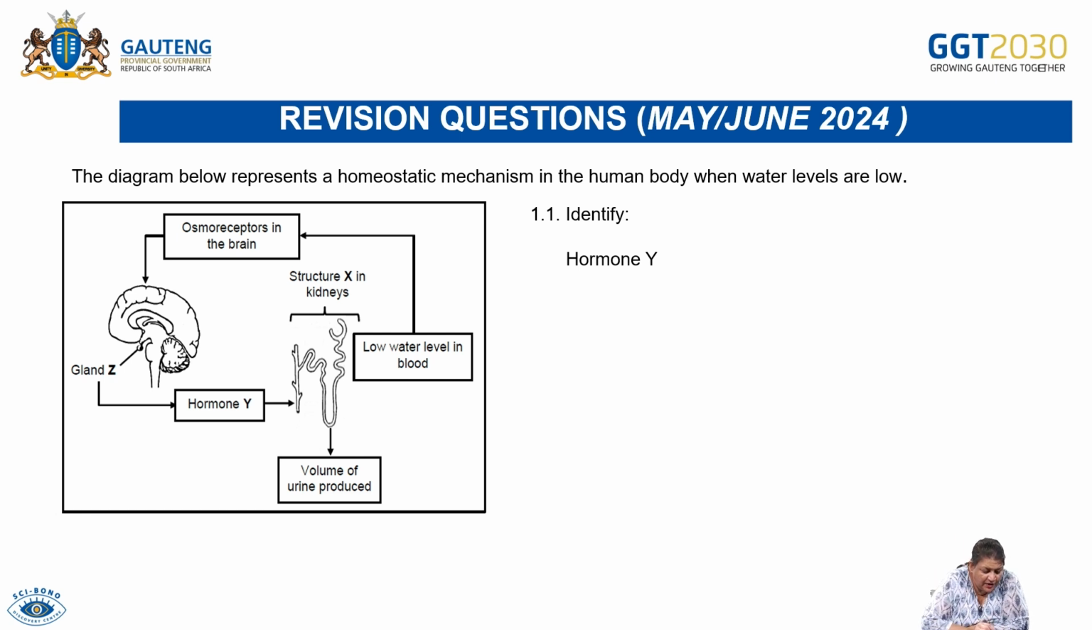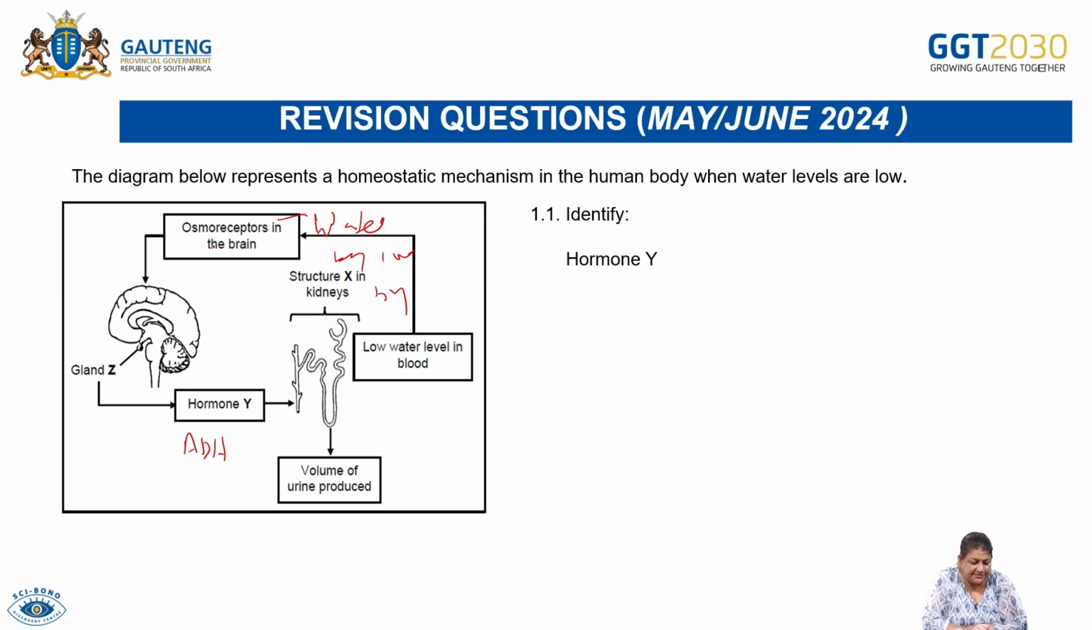So let's see here. What is this gland X or Z? That is the pituitary gland. Osmoreceptors in the brain, receptors that control the water balance, are going to stimulate the pituitary in the brain. There it is, gland X. Then gland X is going to release hormone Y, which is going to be what? ADH.